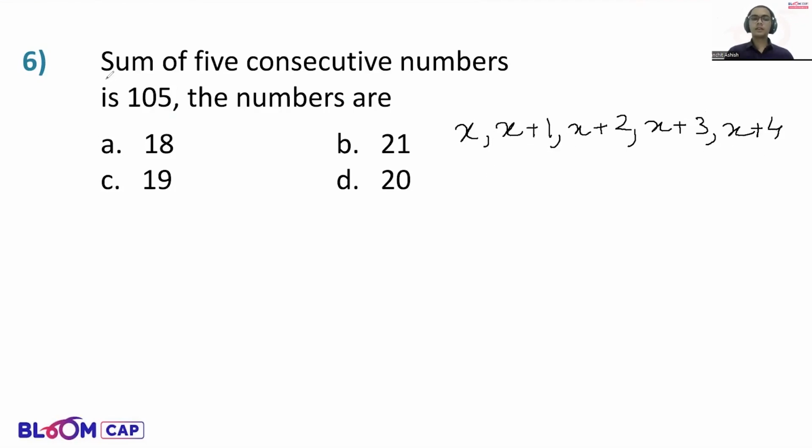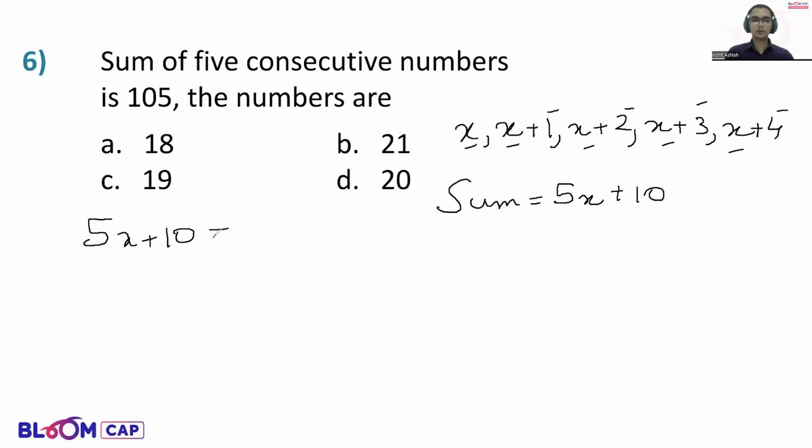Now we have been said that sum of 5 consecutive numbers. Let's find the sum. How many x's are there? 1, 2, 3, 4, 5. Can we write that sum is equal to 5x plus, let's add these numbers. 1 plus 2 is 3. 3 plus 3 is 6. 6 plus 4 is 10. Right. Now we are given that this 5x plus 10 is equal to 105. Now we know how do we solve this. 5x is equal to 105 minus 10 is equal to 95. Right?